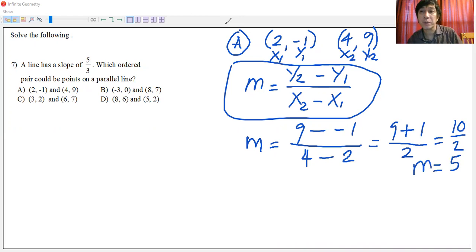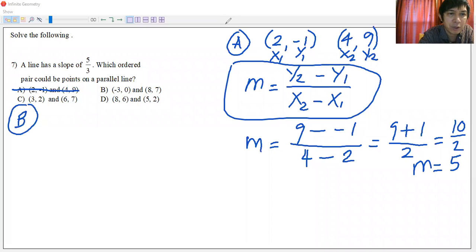We have here 10/2, which is 5. Our computed slope is 5. So that means letter A is not the answer. That's how to eliminate. So let's continue with B.